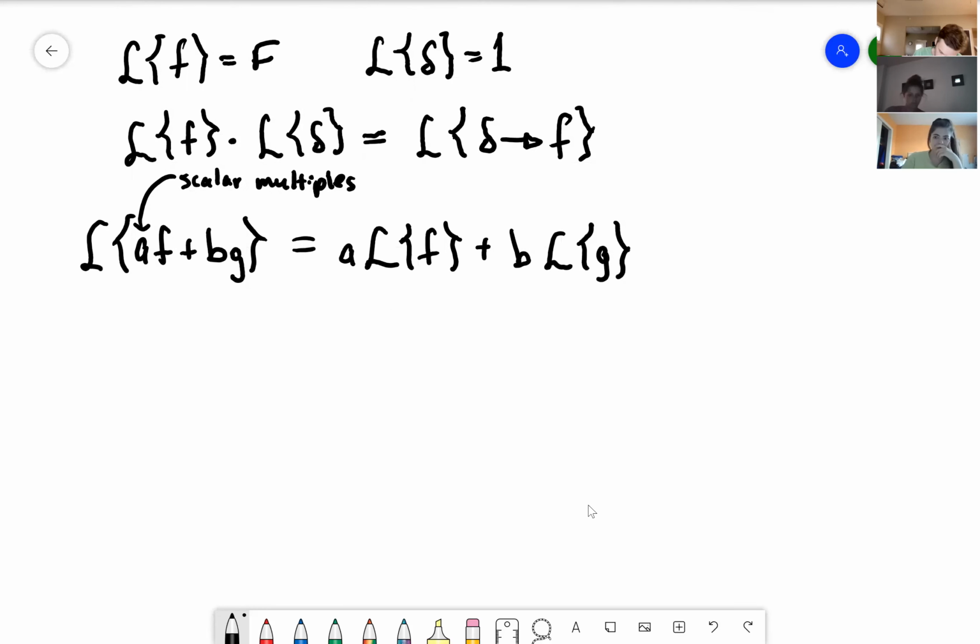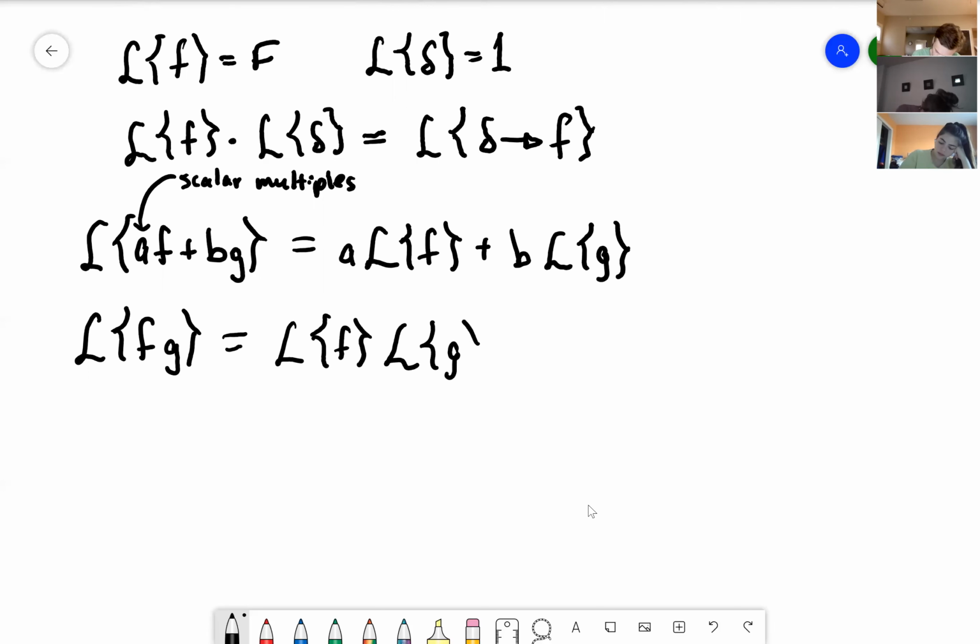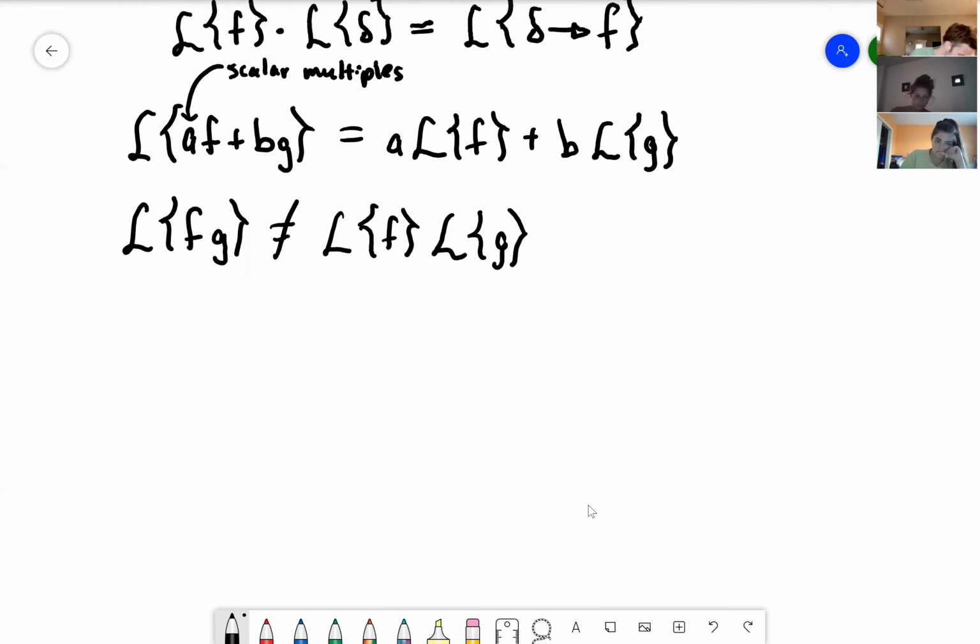What would be really cool is if the Laplace transform of the product of functions was the product of the Laplace transforms. Nothing in life is ever that easy. In general, this is not true. Sorry. That would be really cool if that were true, but it is not true. And let's look at a very simple example.